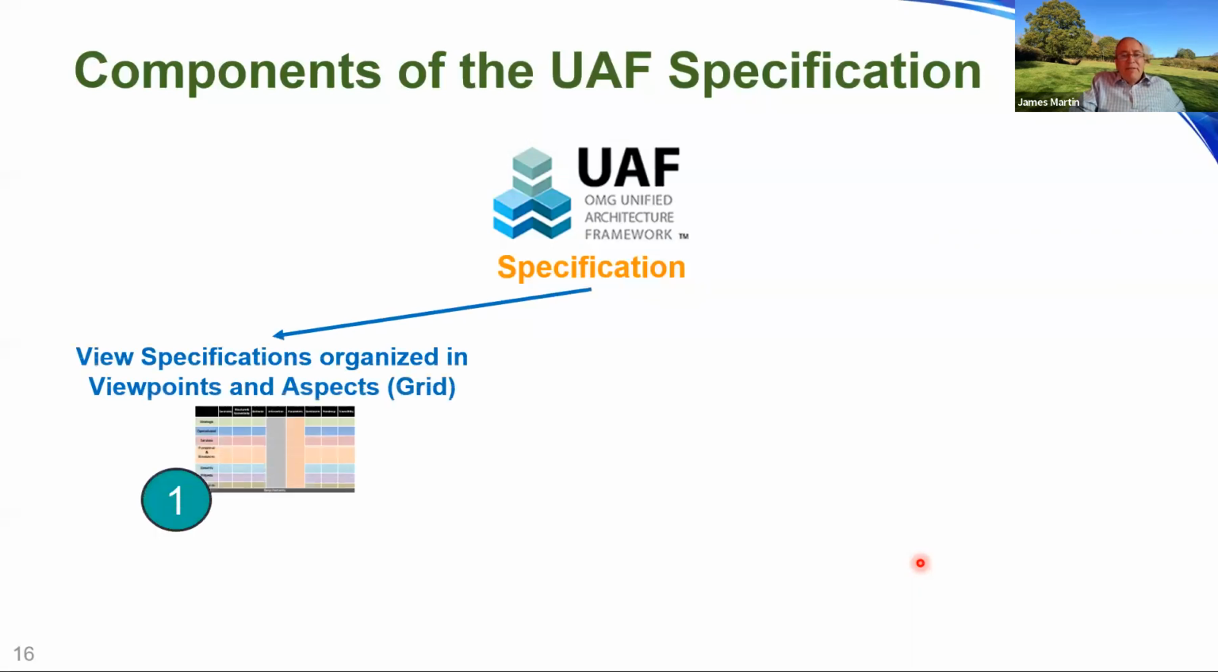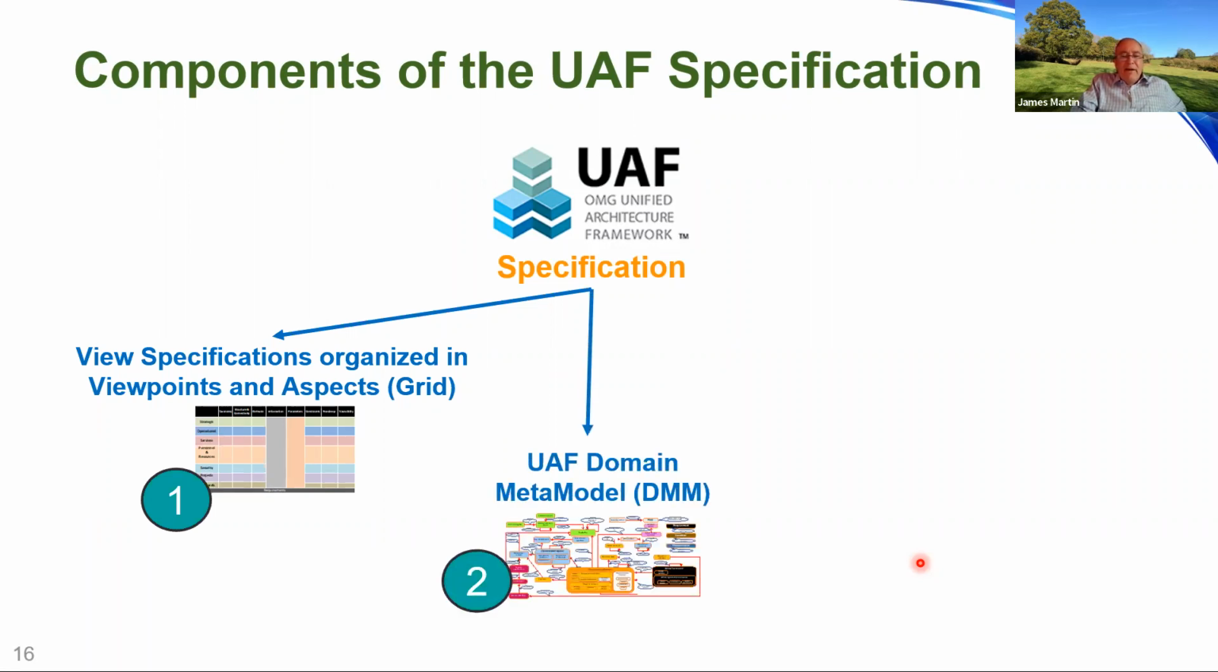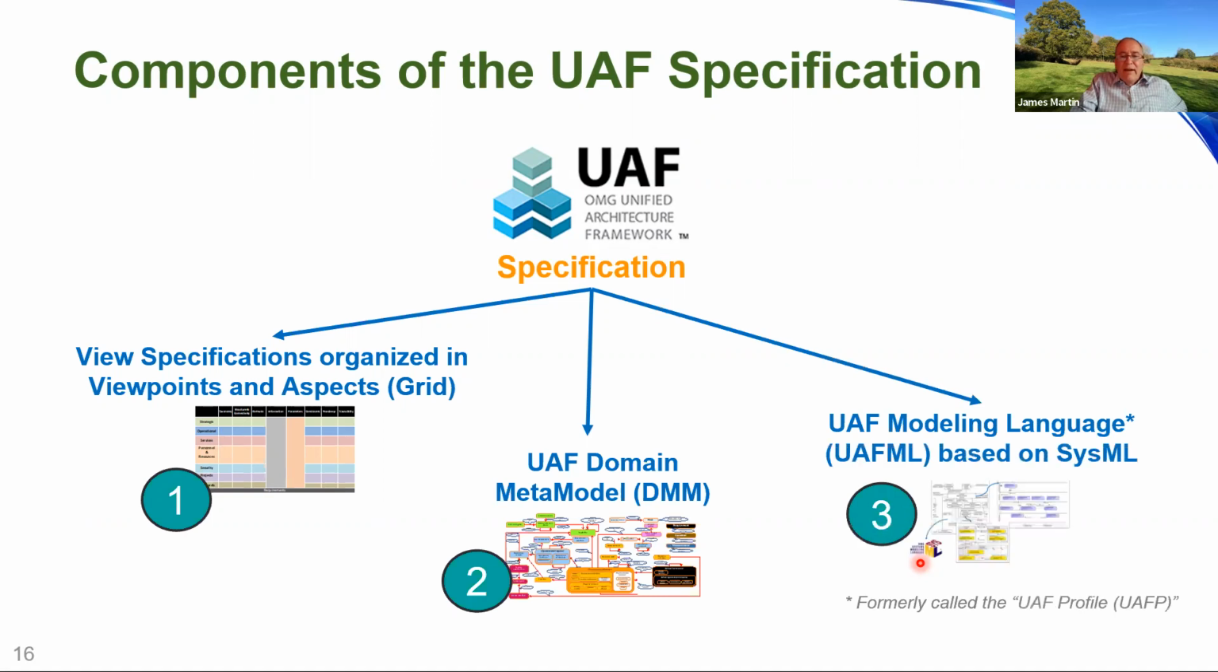So the UAF specification consists of several parts. The first part is the grid with the view specifications organized by row and column. And there's the domain metamodel, which is the 234 stereotypes defined within the metamodel, which are extensions of SysML stereotypes and UML stereotypes. And then there's the modeling language based upon SysML. Remember, SysML is a general purpose language for systems engineering, whereas the UAF modeling language is a specialized language for modeling an enterprise.